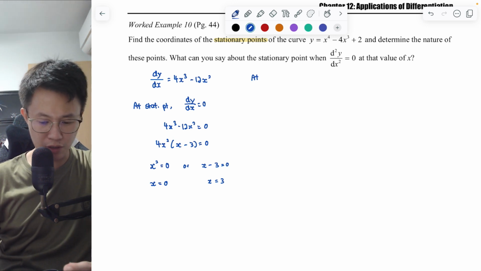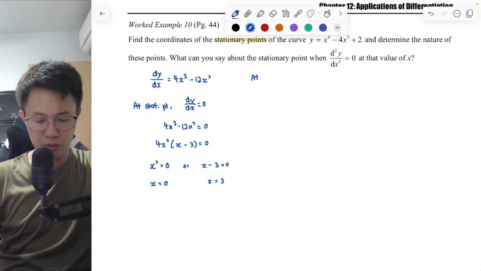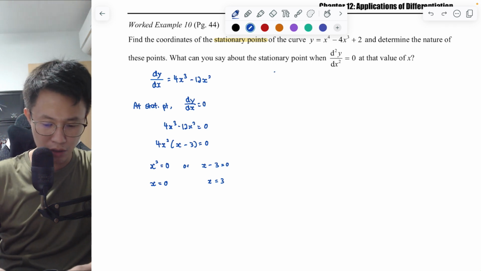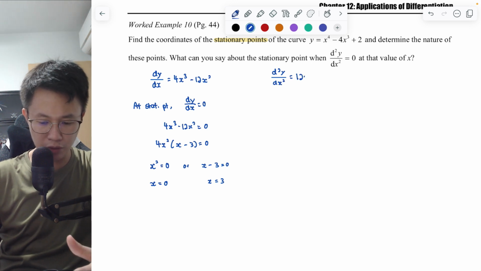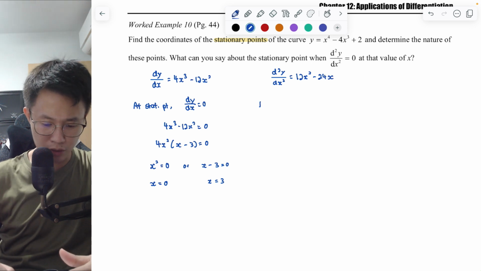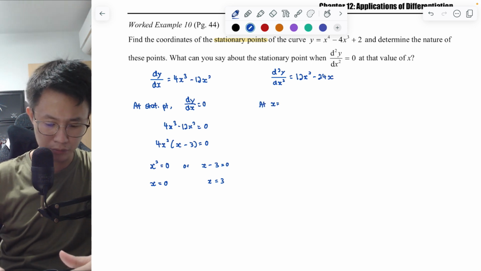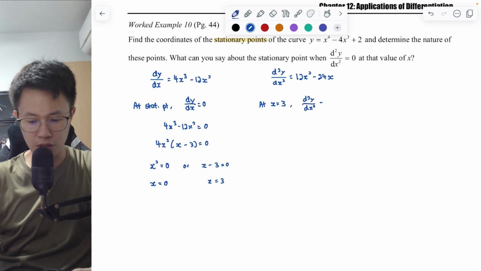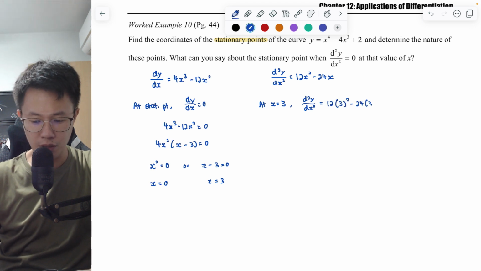Let's use the first one first. Or maybe you can use the second. I prefer the second because it is much easier. The second derivative test is to differentiate one more time. So you'll get 12x squared minus 24x. We'll do x equals 3 first. For d2y/dx squared, you sub in the x coordinate, which is 12 times 3 squared minus 24 times 3.